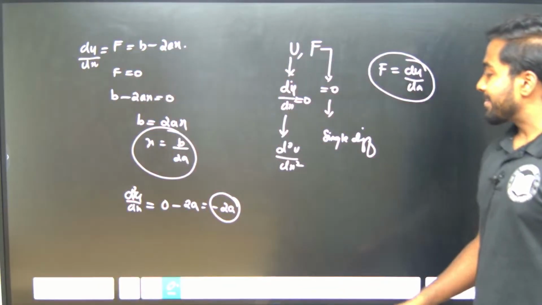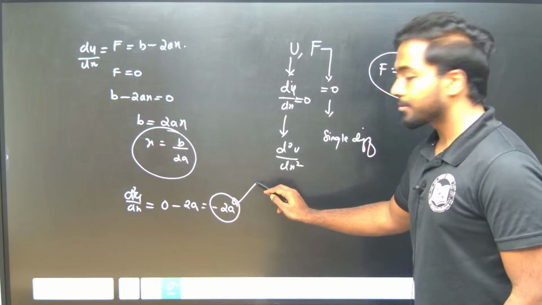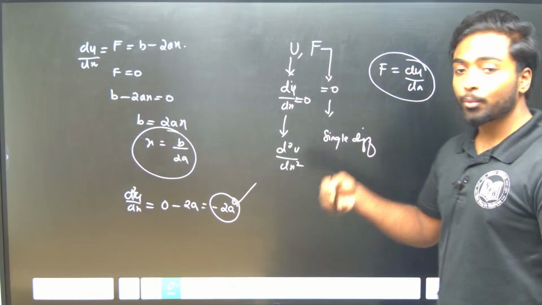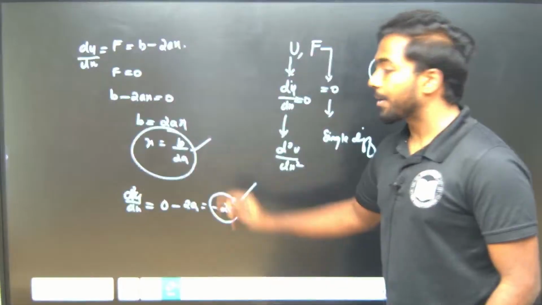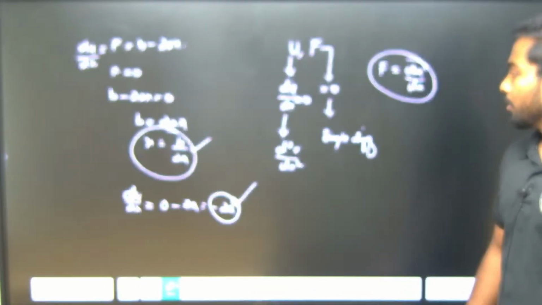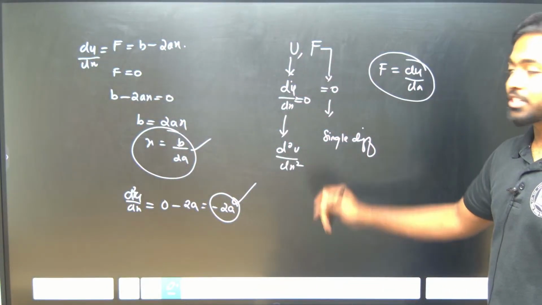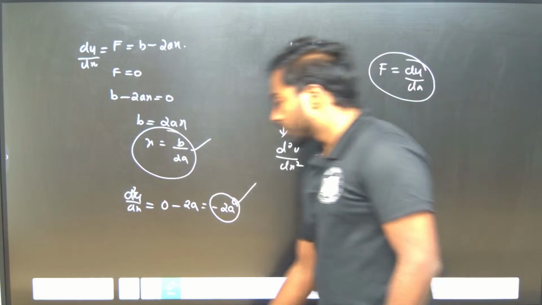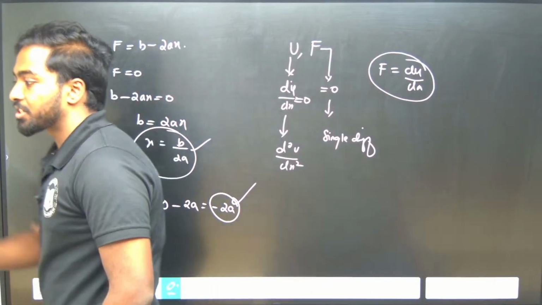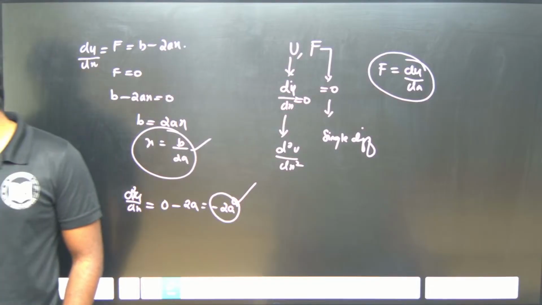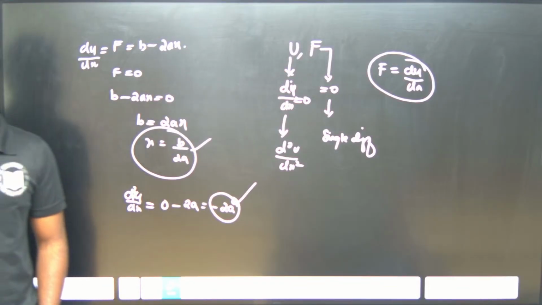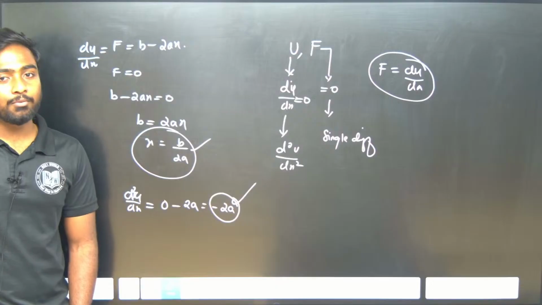Okay, so I can say that since this is a minus, it's unstable. Unstable at which point? X is equal to b by a point, it is unstable, right? So this is how we will solve the question when they are giving it in terms of force.